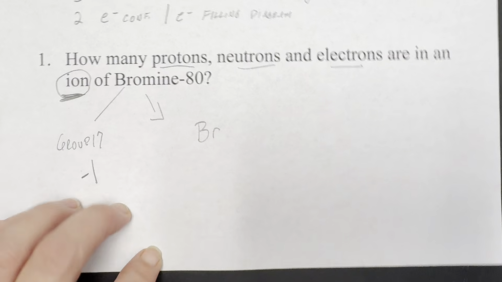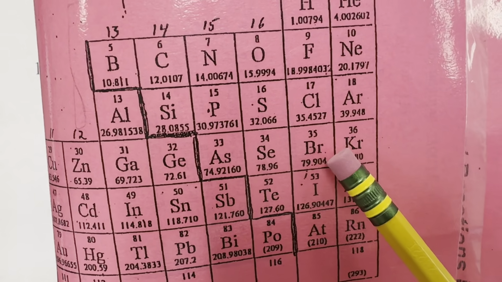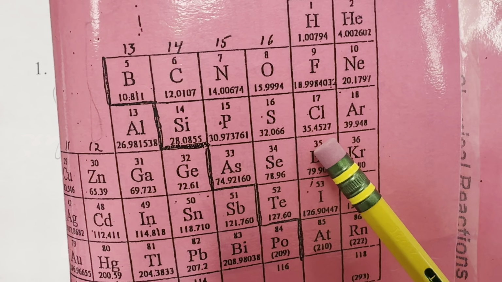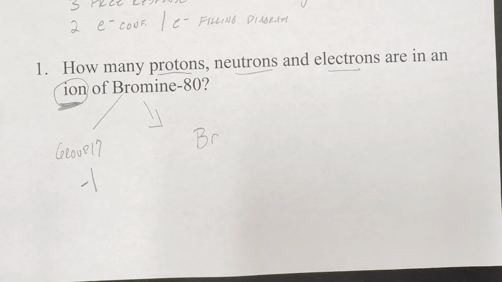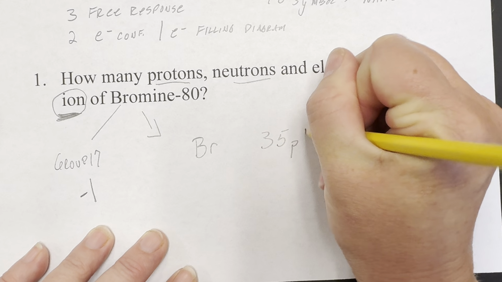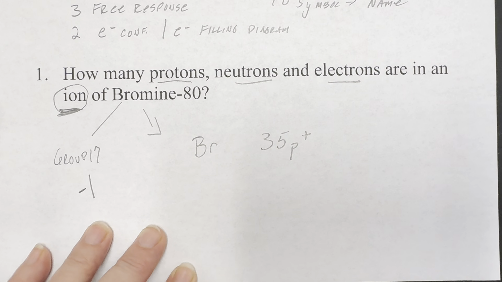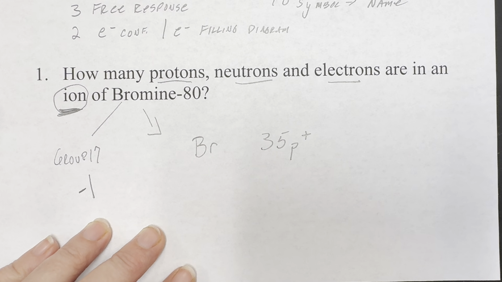So figuring out your protons, neutrons, and electrons, I'm going to look at my periodic table for bromine. On this periodic table, hopefully you can see it okay on the recording, the atomic number of bromine is 35. That means that bromine has 35 protons. Anything with bromine in it is going to have 35 protons. That is how it gets its identity.